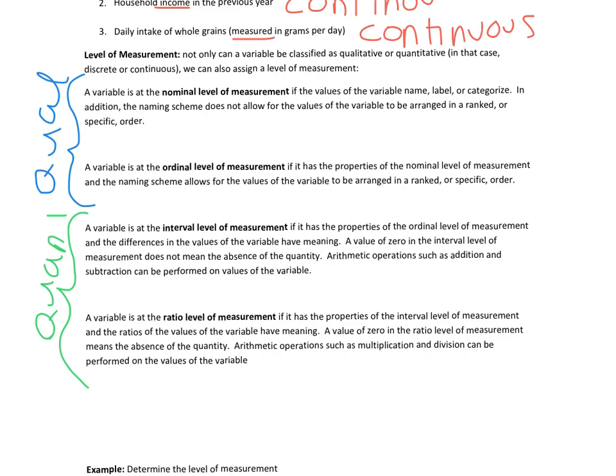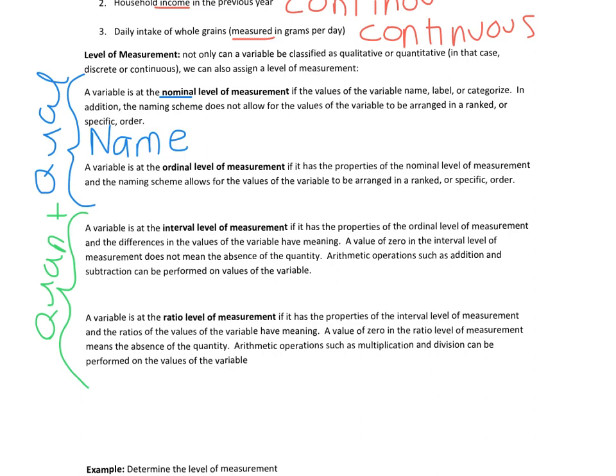Quantitative. Okay, so the first one is a nominal level of measurement. That means that all we can do is name the variable. It does not allow for the values of the variable to be arranged in a ranked or specific order. All right, so nominal, we're going to think "name" to help us remember that. So what are some examples of a nominal level of measurement?